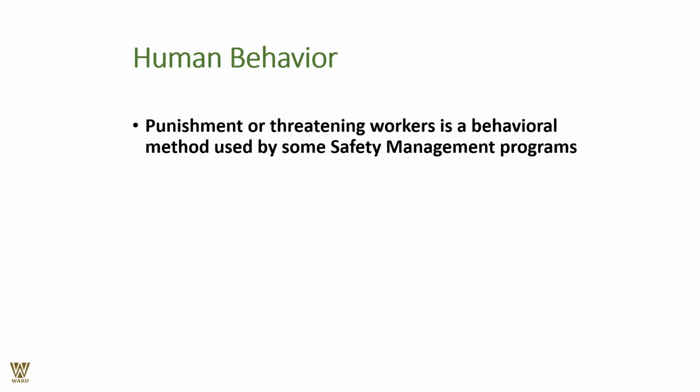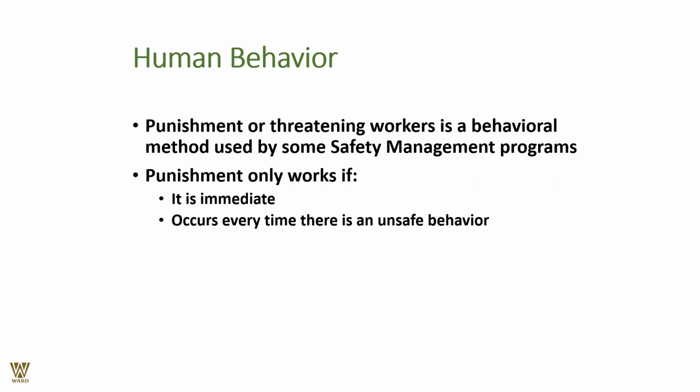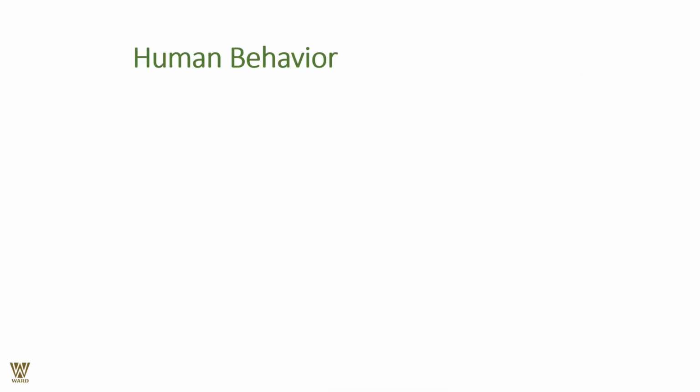So, punishment and threatening workers is a behavioral method used by some management programs. Did I say about the management at the very beginning? Probably yes. Punishment often works if it is as immediate as possible, and occurs every time there is a safe or unsafe behavior. So punishment needs to be uniform and repetitive, so as to remove those behaviors from the person's habit altogether. This is very hard to do. Absolutely, this is extremely hard to do, because at times you might not be there and people might get away with it. This doesn't help you in the long run. So that needs to be kept in mind.